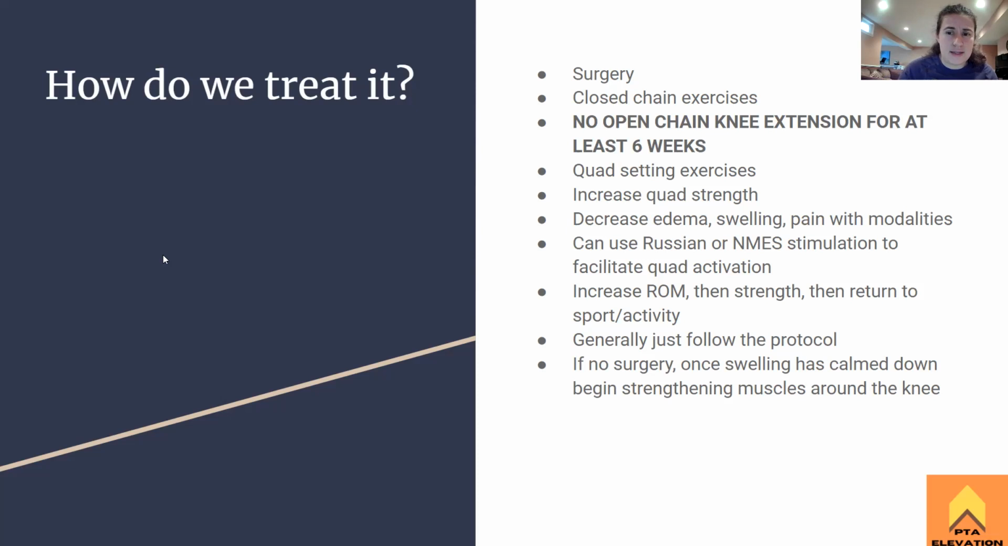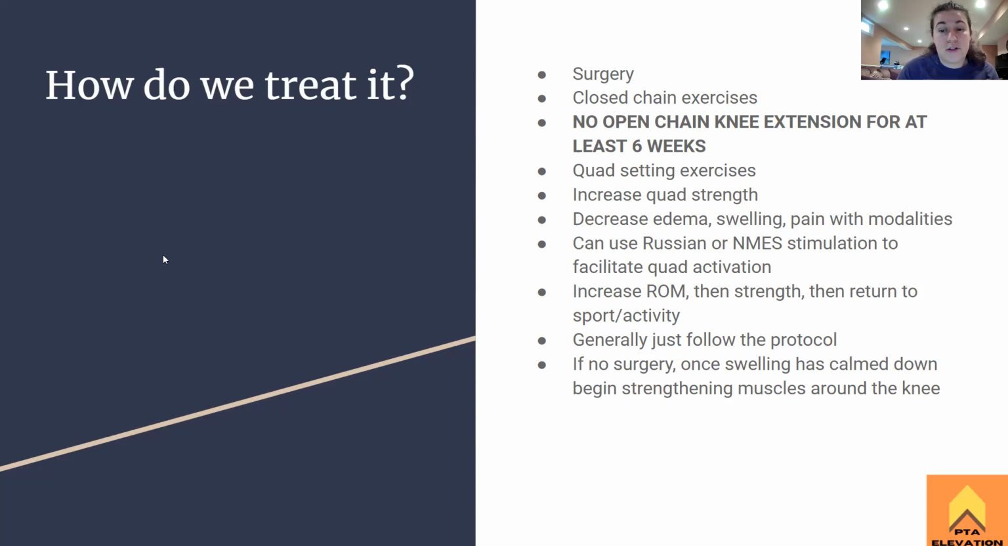We want to decrease the edema, swelling, and pain with various modalities. So if they want some ice at the end of it, or if they want some e-stim because they want like IFC to just decrease the pain, we go for it. We can also use Russian stimulation or NMES, neuromuscular electrical stimulation, on the quad itself to help facilitate quad activation. So maybe our patient does their warm up, just doing some quad sets with the Russian stim to help facilitate quad activation, because the quad's very, very weak following ACL surgery.